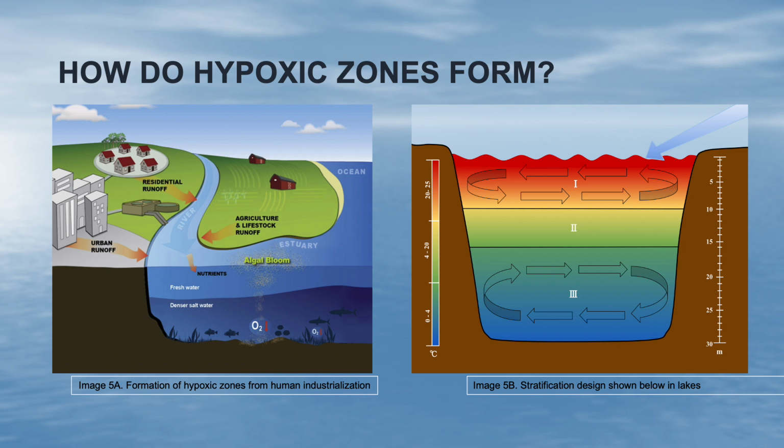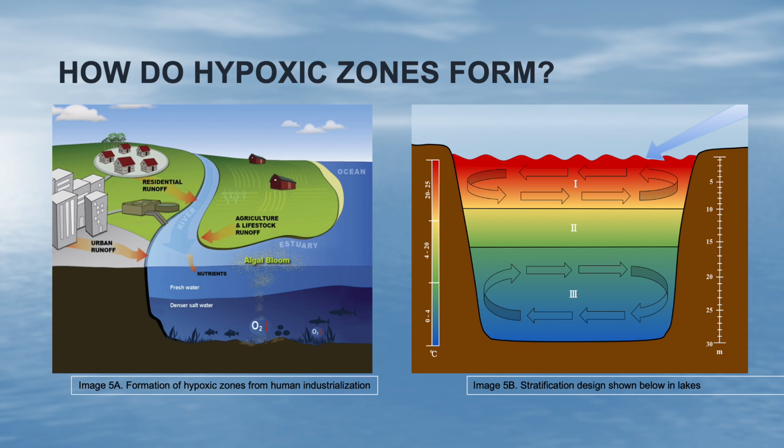And it goes straight into the ocean, showing all the nutrient buildup that occurs in the river, creating these hypoxic zones. It creates these huge algal blooms that are unable to sustain life. And image 5b shows a naturally occurring phenomenon, such as stratification, which can be seen in lakes.